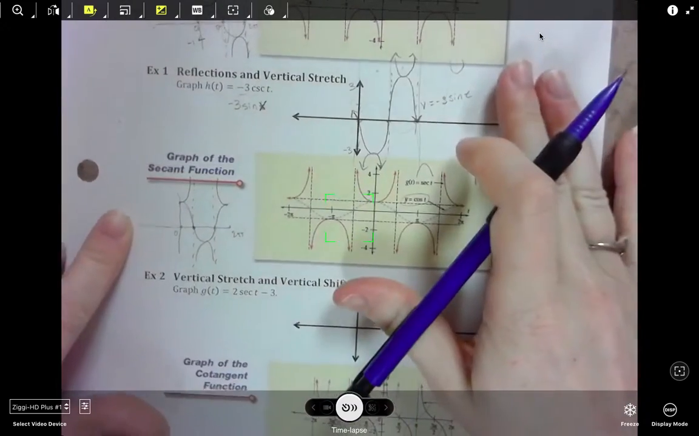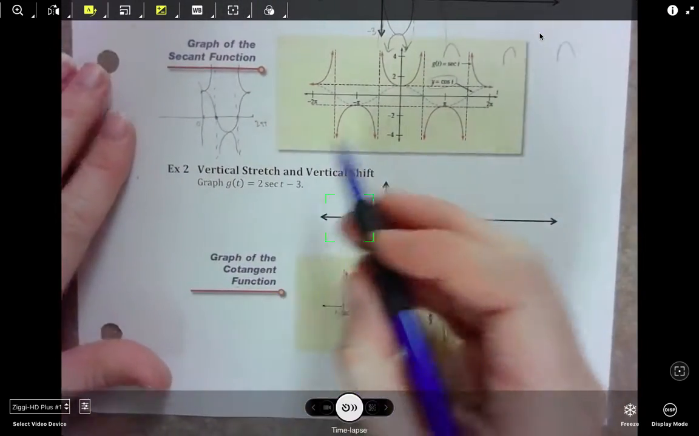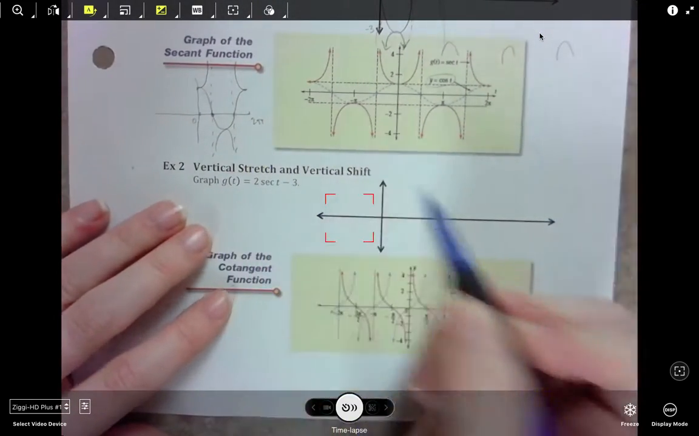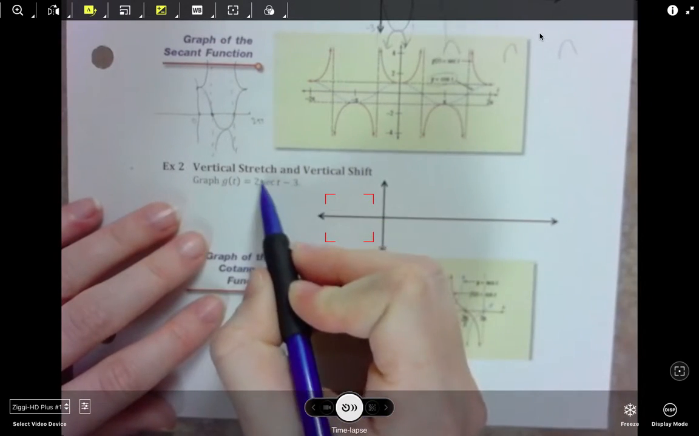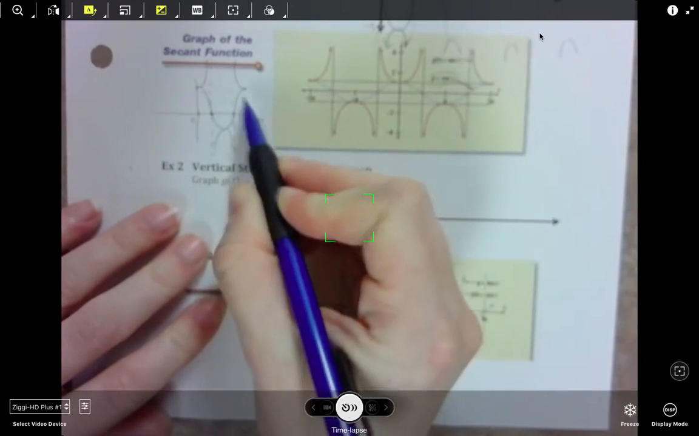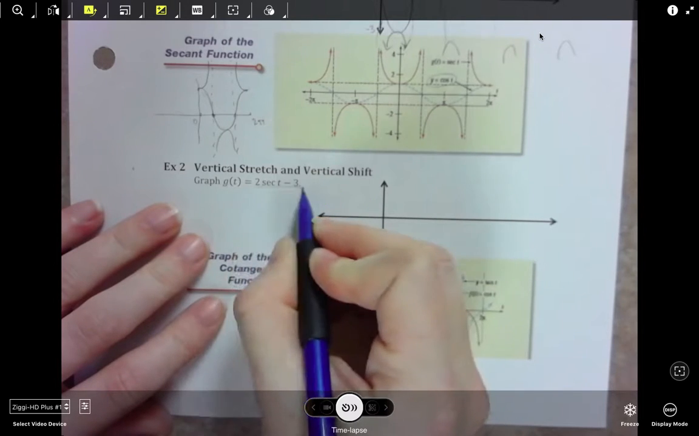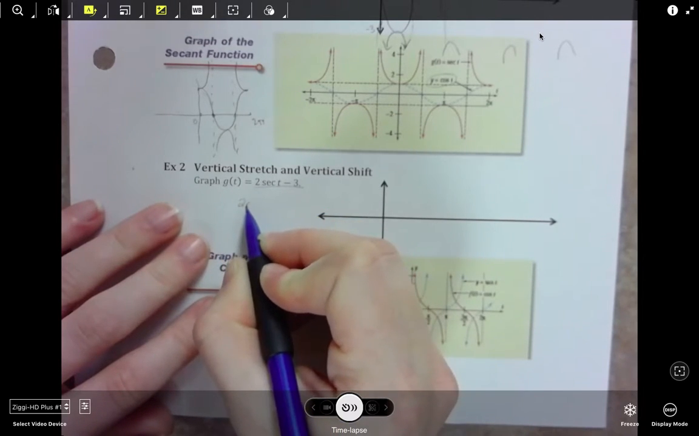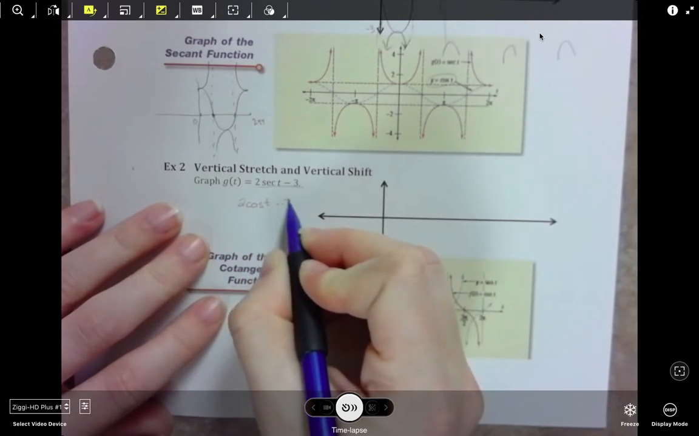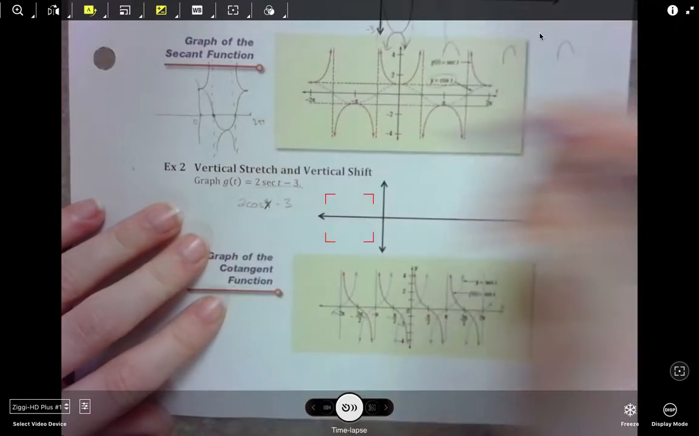So that's what the secant function is. Now we're going to graph this guy, which has a vertical stretch and a vertical shift. Secant is the inverse of cosine. So rather than graphing this guy to start with, we're going to graph 2 cosine of t minus 3, or 2 cosine of x if you don't like the t in there.